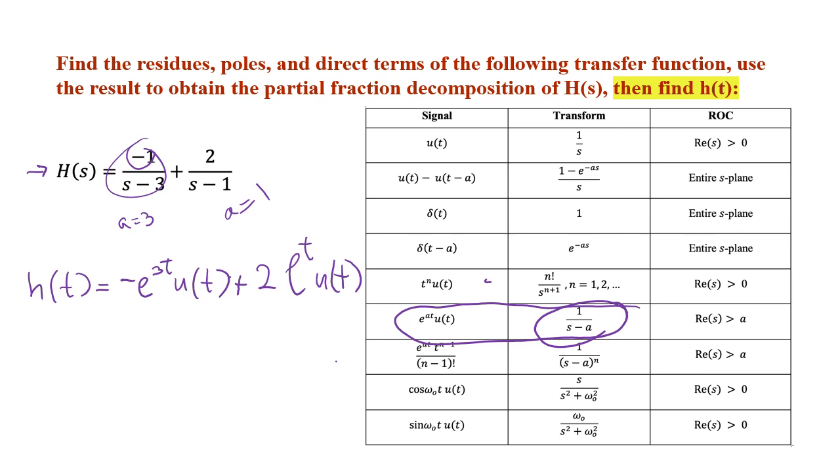So now we've solved the entire question, including finding h(t). Most of the questions' parts, to solve them, we've used MATLAB functions, except for finding h(t). With the help of the residue function, we're able to find the partial fraction decomposition first for the second part, and finally with the help of this table we're able to find h(t).